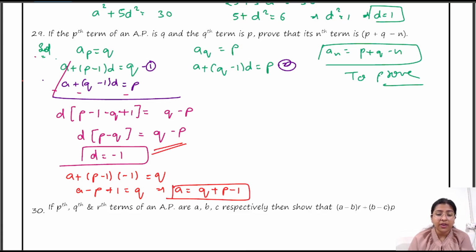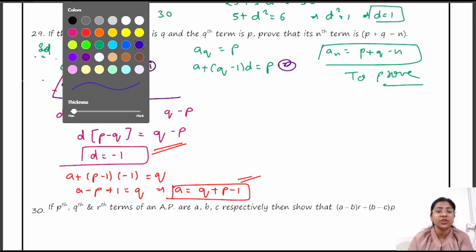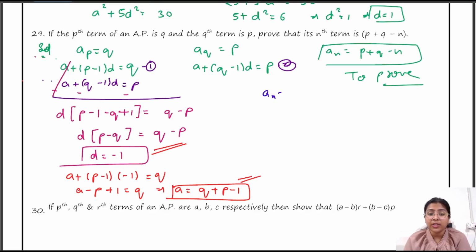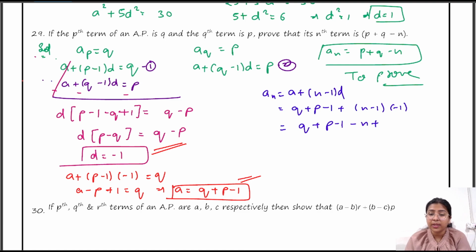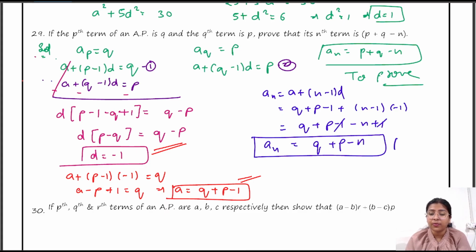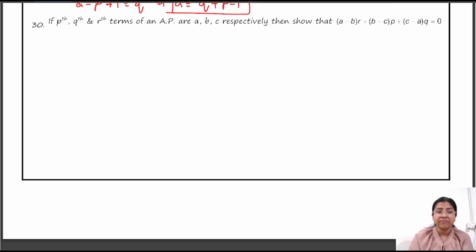So the value of d we have, the value of a we have. We need to put the values in the general term formula. What is the formula? an is equal to a plus (n minus 1) into d. Putting the value of a, that is q plus p minus 1, plus (n minus 1) into d. The value of d is minus 1. Simplifying this, q plus p minus 1 minus n plus 1. Minus 1 plus 1 cancels each other. q plus p minus n. This is the value of an and this is what we need to prove, hence proved. Okay learner, this question is clear? Yes, very important question from the exam perspective.